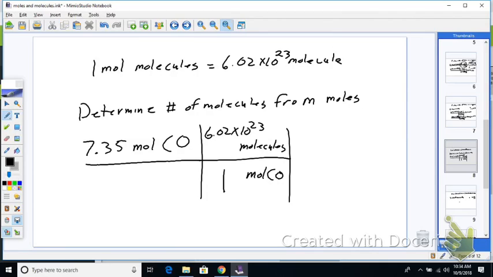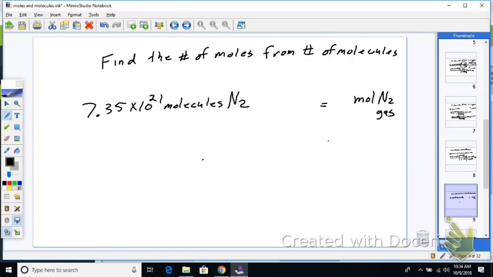Okay, so when you do that calculation, you just take 7.35 times 6, and then you add on your times 10 to the 23rd. And then you may have to adjust it if it needs adjusting. So that would be 44.2 times 10 to the 23rd, right? So what would that be in a correct way? 4.42 times 10 to the 24. Okay, that's all you have to do. So I'm going to have you do one of those. We do that one? Yep.